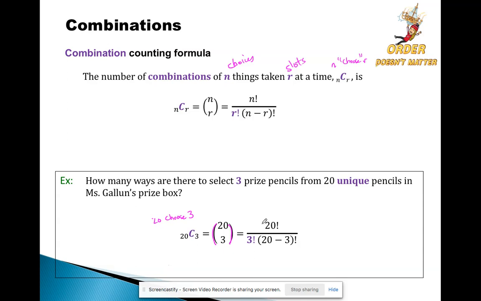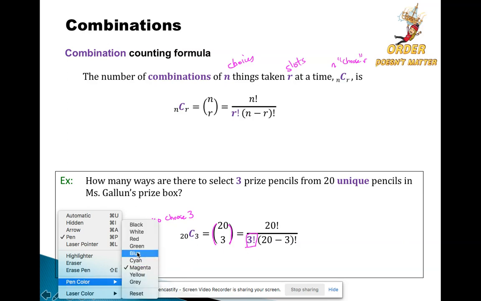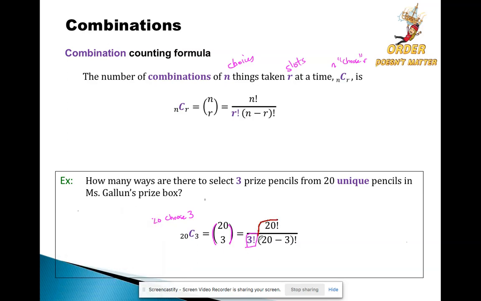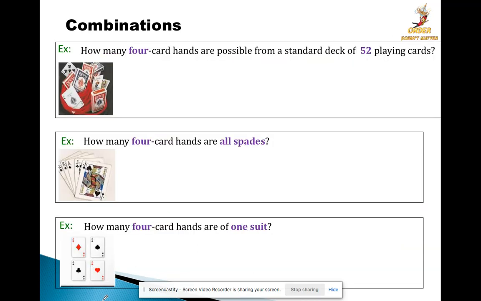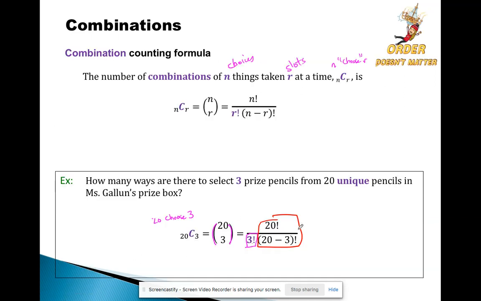So in that formula, it is your permutations formula with the extra r factorial in the denominator. Whoops, sorry, didn't want to do that. And did I write this down anywhere? Yes, I did.